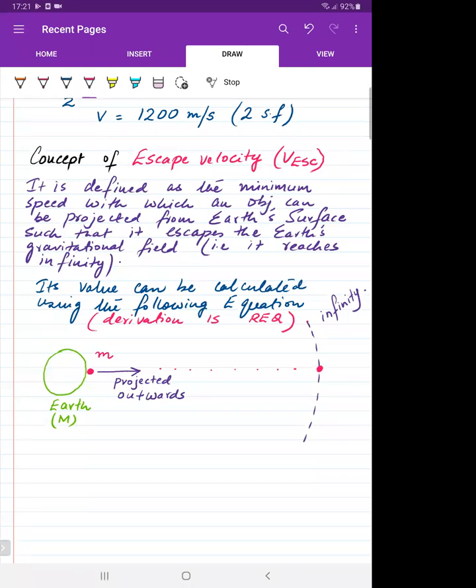And in the diagram I've shown you that the object starts from its initial position. Since it is projected outwards, it continues to move further and further away until it reaches its final position, such that the object escapes the Earth's gravitational field. So अगर ये scenario create होता है, then the velocity of projection is given a special name, and that velocity is referred to as the escape velocity. Okay, so by definition, it is the minimum speed with which an object can be projected from the Earth's surface, such that it escapes the Earth's gravitational field, that is, it reaches infinity.